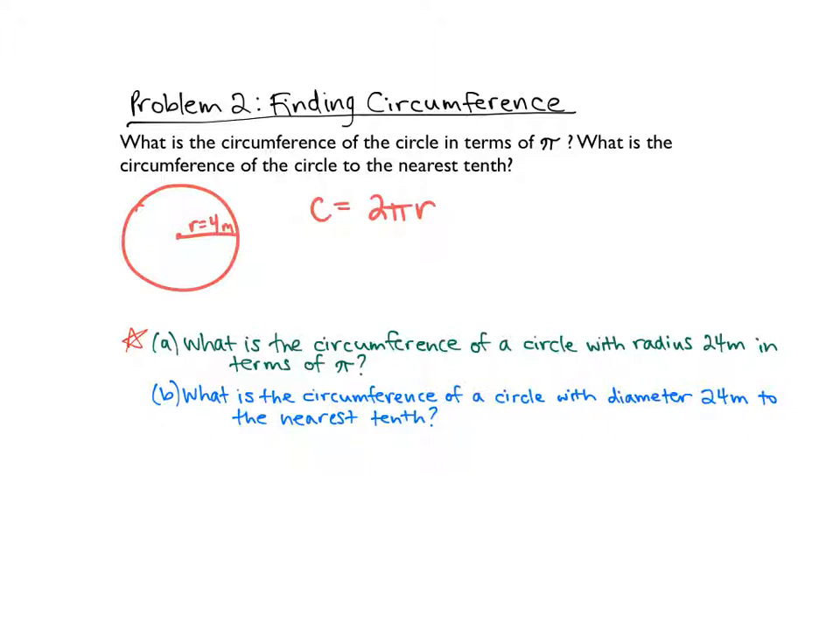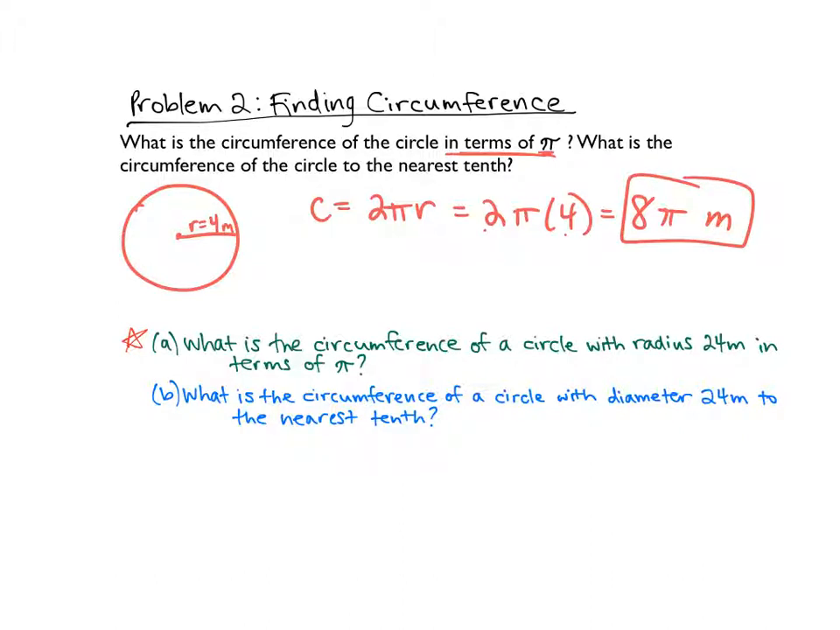And so this says in terms of pi. So for the circumference, we're going to plug in 4 for a radius. 2 times pi times 4 meters. Right, and then when it's asking for in terms of pi, we're just going to leave the pi on the outside. We're just going to multiply all the other numbers. So 2 times 4 is 8. And then we're going to leave it as 8 pi meters. That's what it means by in terms of pi. So that's the first part.